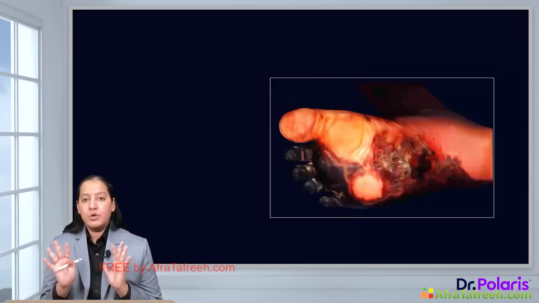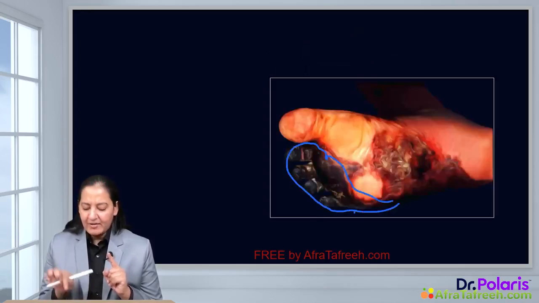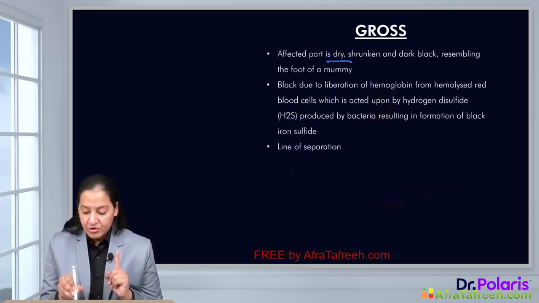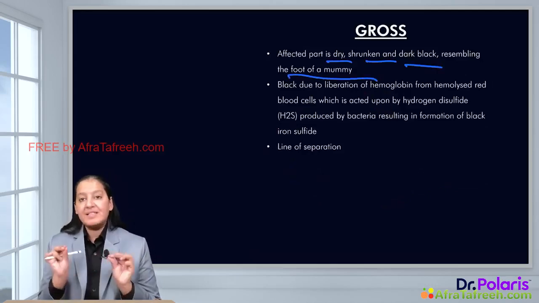So in this foot, you can see this is a foot of a patient showing dry gangrene. You can see the gangrenous portion. You can make out a line of demarcation here. So the gangrene is looking dry. It is looking shrunken. It is looking dark black in color, resembling the foot of a mummy. That is a mummified tissue.